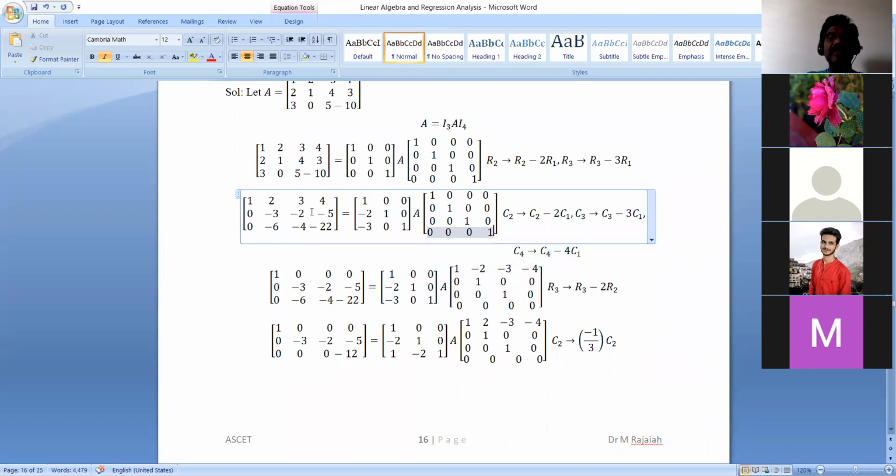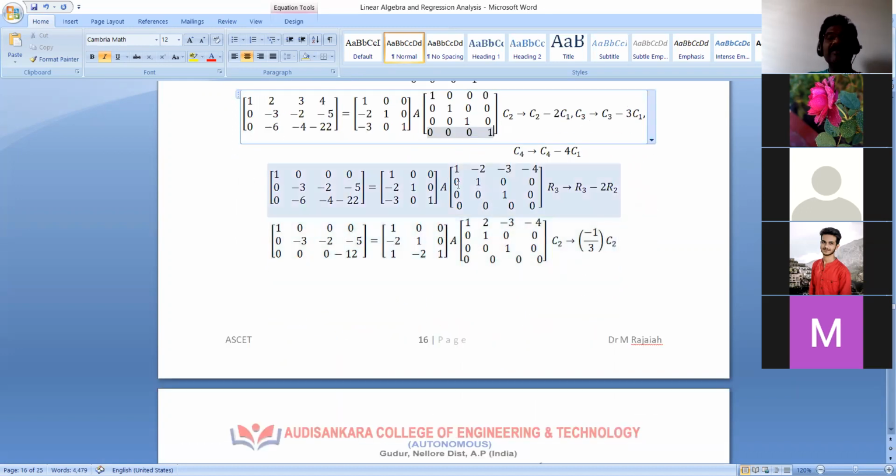Now we want to reduce the second row, second column first element, third column first element, fourth column first element as zeros by using column operations. Here, to reduce this 2 to 0 using column 1, in place of C2, C2 minus 2C1; in place of C3, C3 minus 3C1; in place of C4, C4 minus 4C1. By using these column operations we have to reduce that matrix. Those column operations operate on the post multiplier.